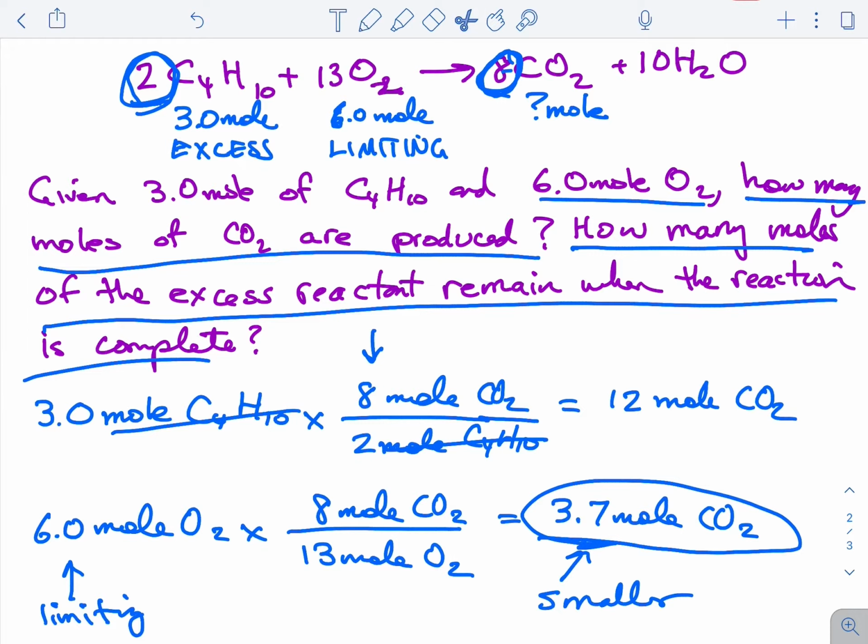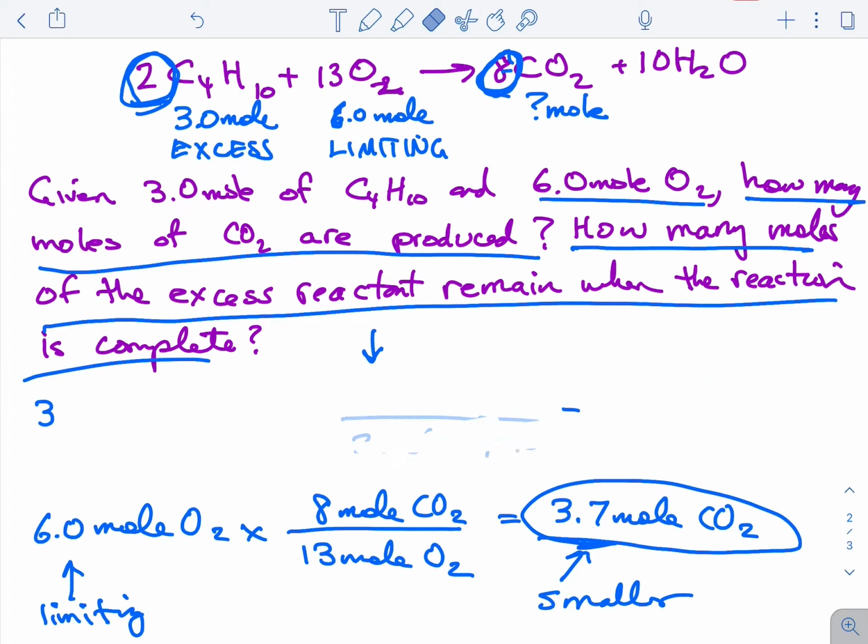All right, so what I'm going to do is I'm going to get rid of this calculation because this isn't helping us. We can ignore it at this point anyway because we've proven that that's not the limiting reactant.